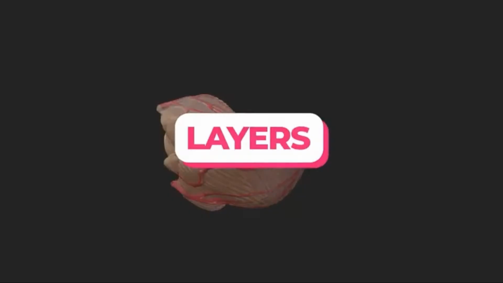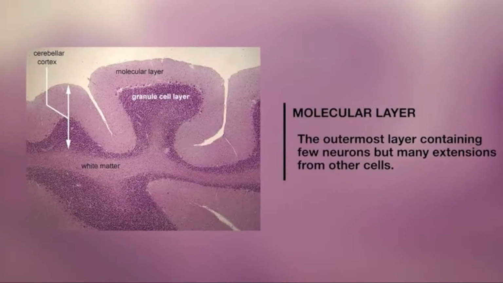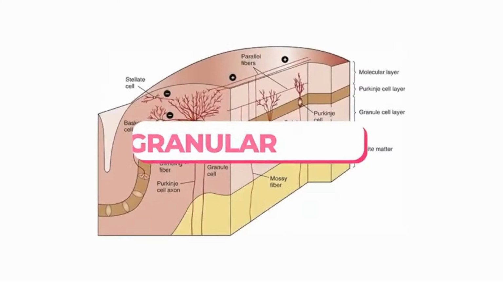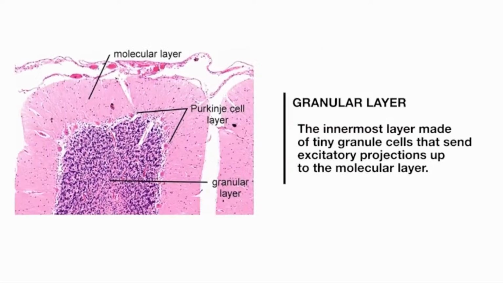Layers. The cerebellar cortex, which is the outer layer of the cerebellum, is made up of 3 distinct layers. Molecular layer. The outermost layer containing few neurons but many extensions from other cells. Purkinje layer. Contains Purkinje cells, large neurons that send inhibitory projections to the deep cerebellar nuclei. Granular layer. The innermost layer made up of tiny granule cells that send excitatory projections up to the molecular layer.